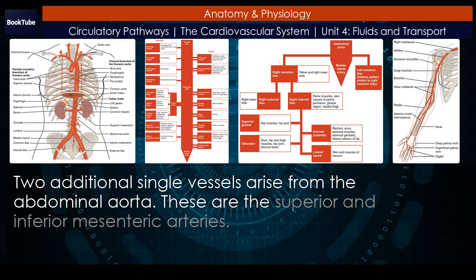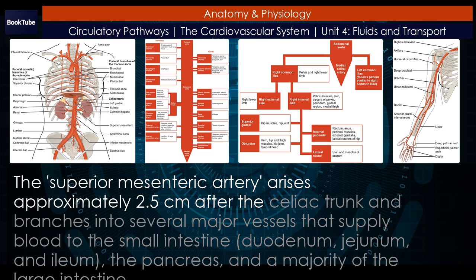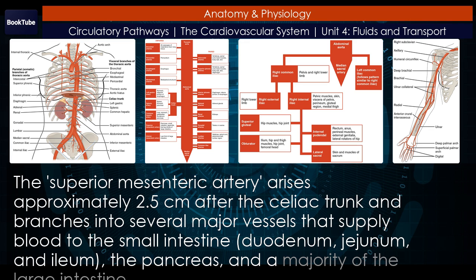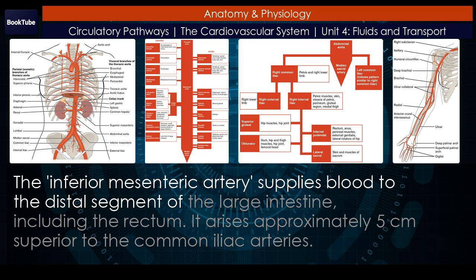These are the superior and inferior mesenteric arteries. The superior mesenteric artery arises approximately 2.5 centimeters after the celiac trunk and branches into several major vessels that supply blood to the small intestine, duodenum, jejunum, and ileum, the pancreas, and a majority of the large intestine. The inferior mesenteric artery supplies blood to the distal segment of the large intestine, including the rectum. It arises approximately 5 centimeters superior to the common iliac arteries.